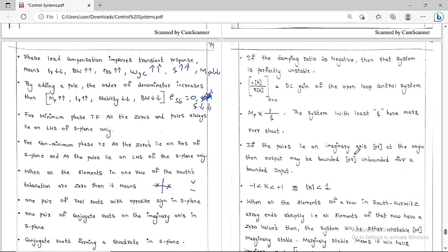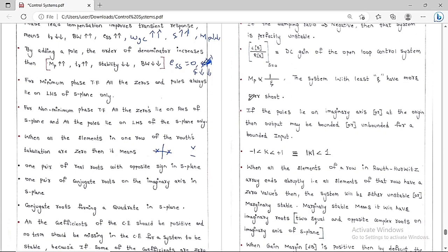The next point is, the maximum peak overshoot is always inversely proportional to zeta. This one I already told you. Because you can see clearly the relation between Mp and zeta. Mp is equal to e to the power of minus zeta pi by under root of 1 minus zeta square. So both are inversely proportional. As zeta increases, Mp decreases. So the peak overshoot decreases. Therefore we can say Mp is inversely proportional to zeta.